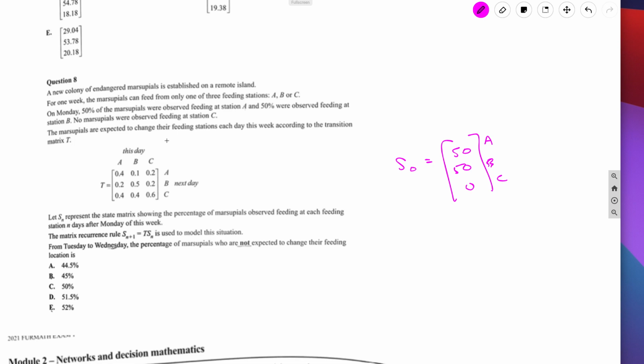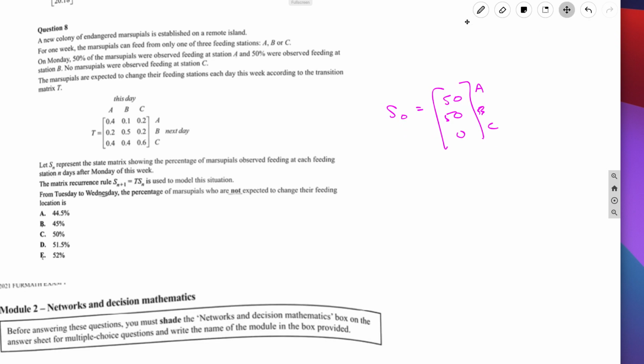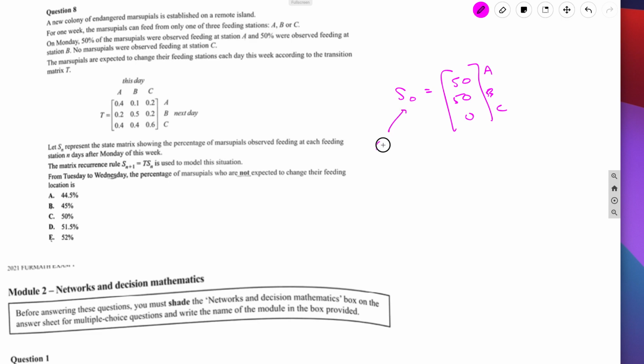The marsupials are expected to change according to this. Let Sn be the state matrix showing the percentage of marsupials observed at each of them n days after the Monday. So this is Monday as well. That way then Tuesday would be S1. From Tuesday to Wednesday, the percentage of marsupials who are not expected to change their feeding patterns. Okay, so first we have to work out Tuesday.